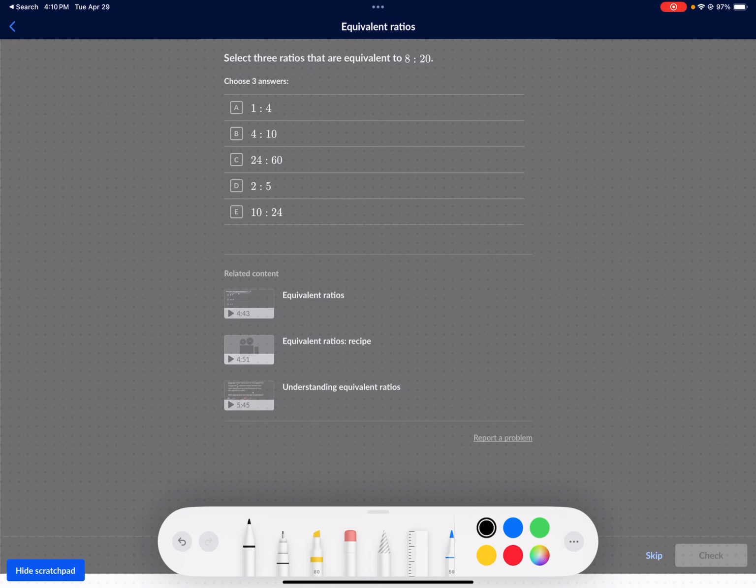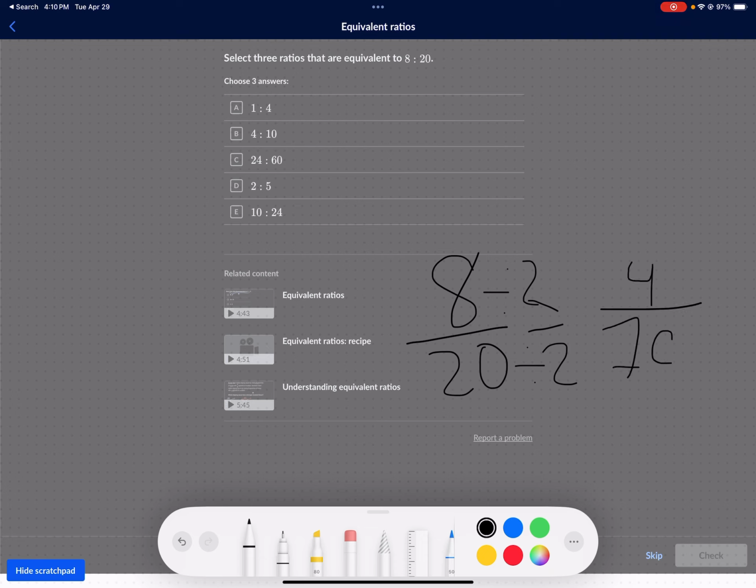Okay, select 3 ratios that are equivalent to 8 over 20, so 3. So let's do this. So we have 8 over 20. Could we simplify it a little bit? What if we divide these by 2 since they're both even? Will we get something? Yeah, we get 4 over 10. So that means B is one of our answers. These are still even, right? 4 and 10 are even. If we divide by 2 again, what's our answer? 2 over 5. So that means that D is also our answer.